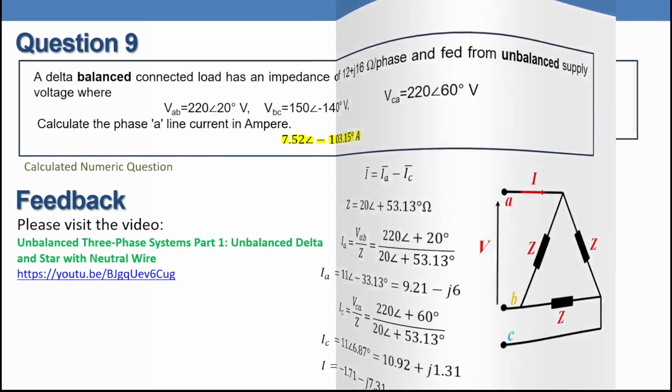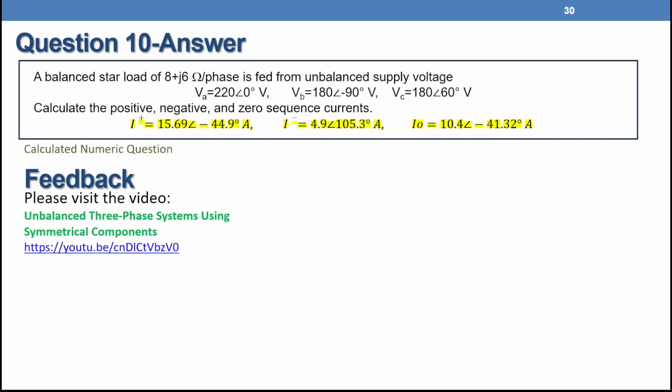Question number 10. A balanced star load of 8 plus j6 ohm per phase is fed from an unbalanced supply voltage. VA equals 220 angle 0, VB equals 180 angle minus 90, and VC equals 180 angle 60 degrees. We need to calculate the positive, negative, and zero sequence currents. So we are going to solve this problem. We have two scenarios here.